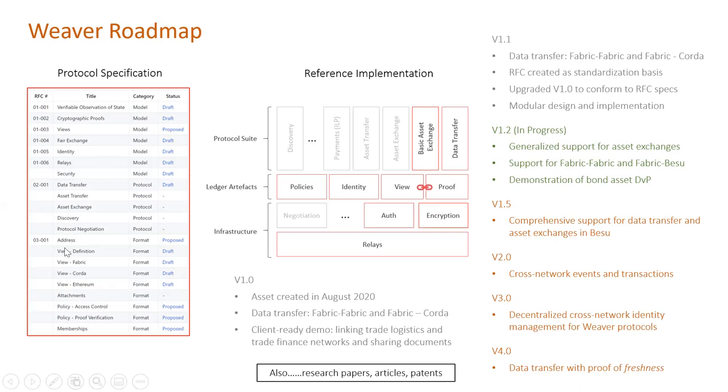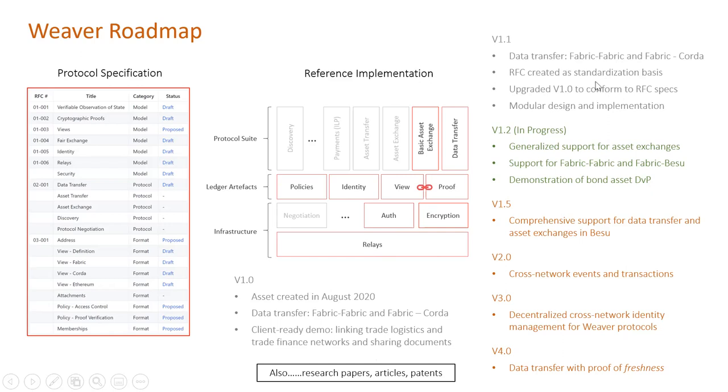So this is our overall roadmap, and you can find this in our repository. I'm not going to go into the details of this. Suffice to say that in the fall of last year, we created version 1.2, and that enabled data transfer between two Fabric networks as well as between Fabric and Corda networks. And if you visit our project repository, you can play with that. We also have a few research papers as well as articles that you can find links to in the overview document. Later in this year, we refactored our code to conform to a certain set of RFCs that we had been working on in the middle of last year.